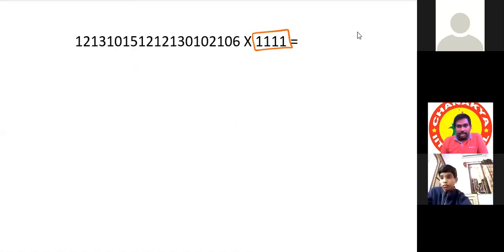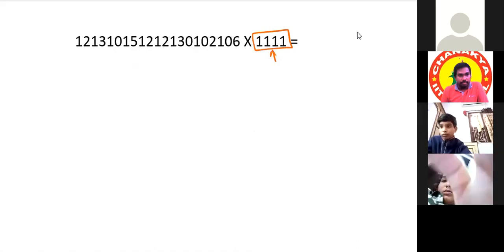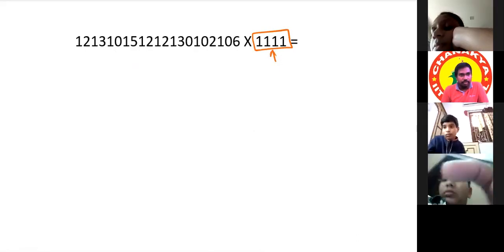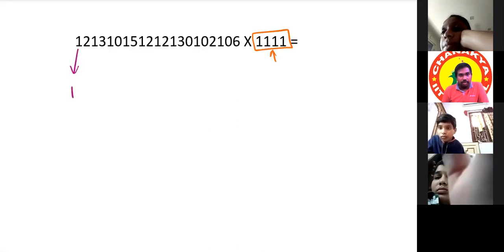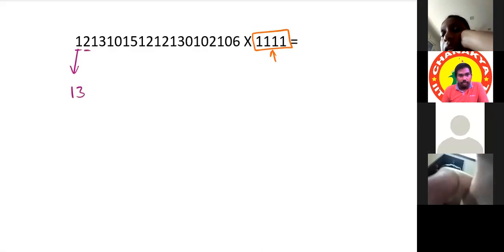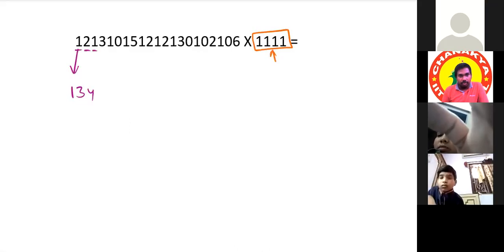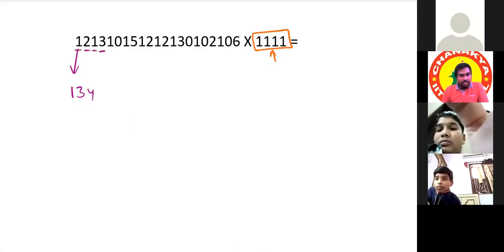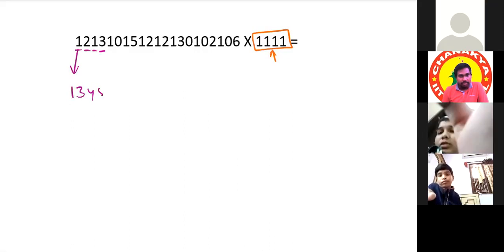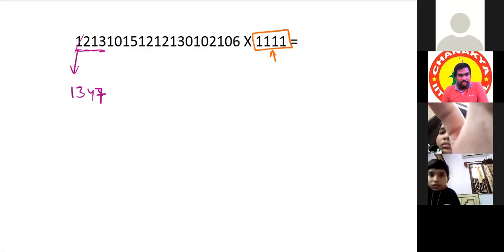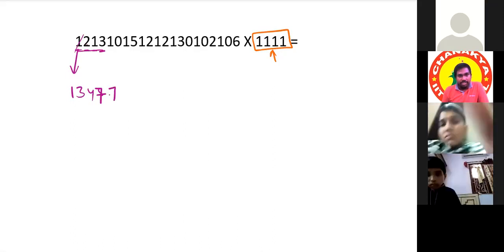As there are 4 ones, we have to take 4 digits from the beginning only. So first is 1 as it is. 1 plus 2 is 3. 1 plus 2 plus 1 is 4. 1 plus 2 plus 1 plus 3 is 7. So we have reached 4 digits. Now take off 1, next 4 digits. Take off 2, next 4 digits. In that way, 2, 1, 3, 1 is again 7.